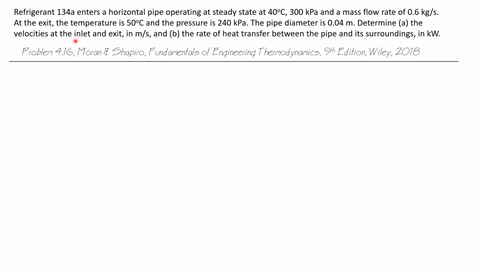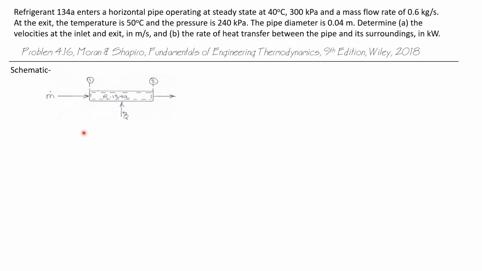Refrigerant 134A enters a horizontal pipe operating at steady state at 40 degrees C, 300 kilopascal, and a mass flow rate of 0.6 kilograms per second. At the exit, the temperature is 50 degrees C and the pressure is 240 kilopascals. The pipe diameter is 0.04 meters. Determine A, the velocities at the inlet and exit in meters per second, and B, the rate of heat transfer between the pipe and its surroundings in kilowatts.